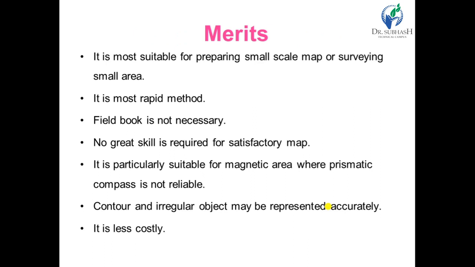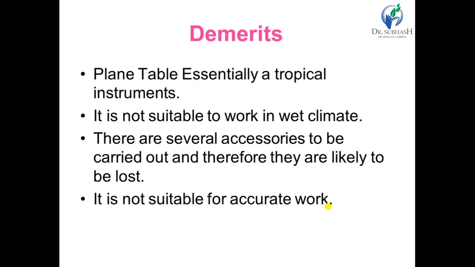Now, what are the merits of plane table surveying? Generally, it is a most suitable method. A field book is not necessary. This is the most rapid method. No great skill is required for a satisfactory map. Contours and irregular objects may be represented accurately, and it is less costly. And the plane table is generally a topographical instrument.